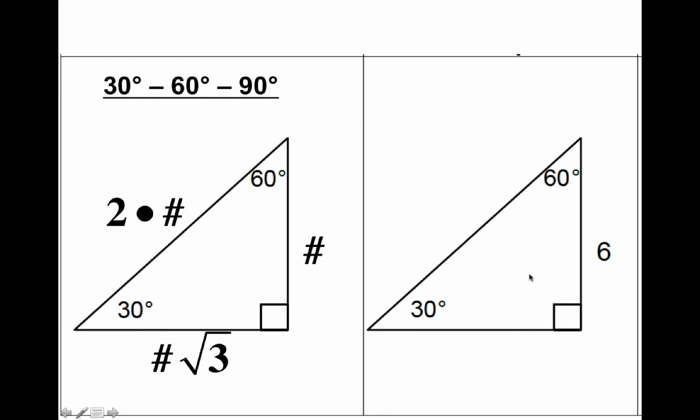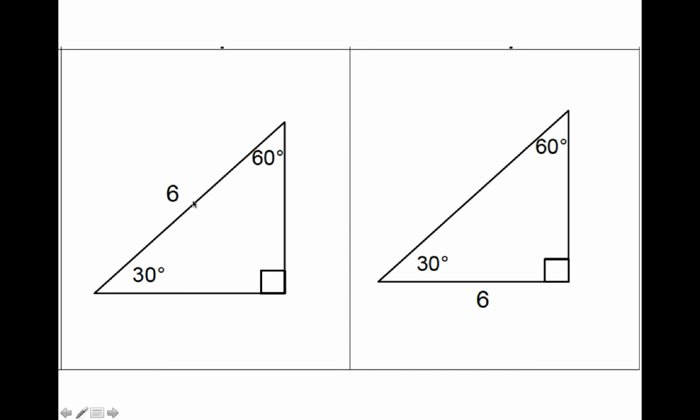So in this picture, notice we're given the small side is 6. So to find opposite the 60, you would multiply that by the square root of 3. So this is 6 square root 3. And then opposite the 90, you multiply by 2. So 6 times 2 is 12. Notice the hypotenuse is double the small side.